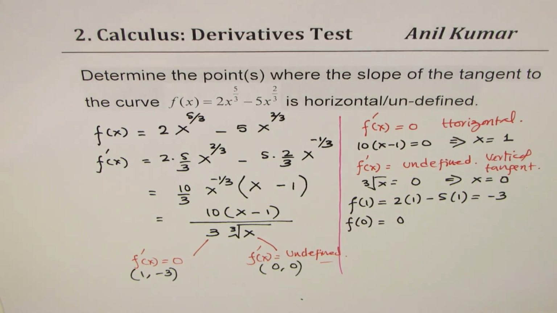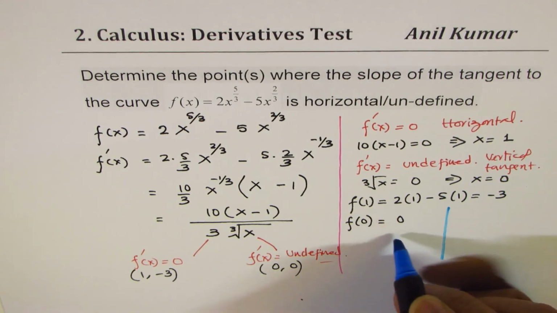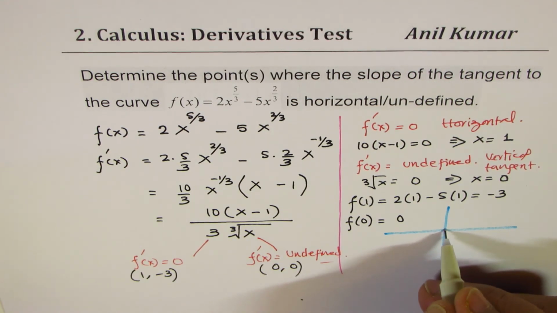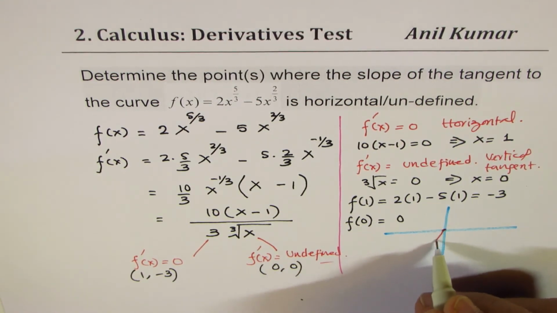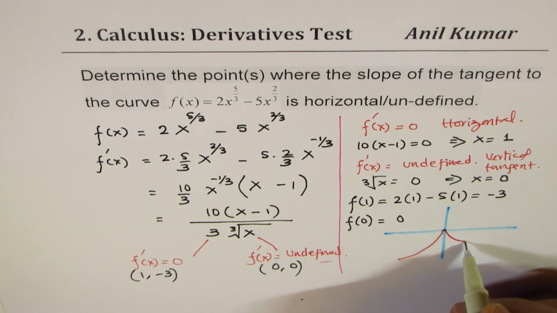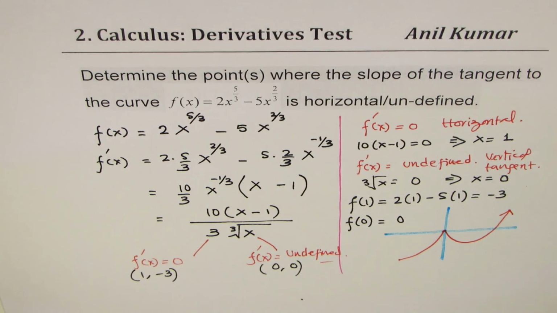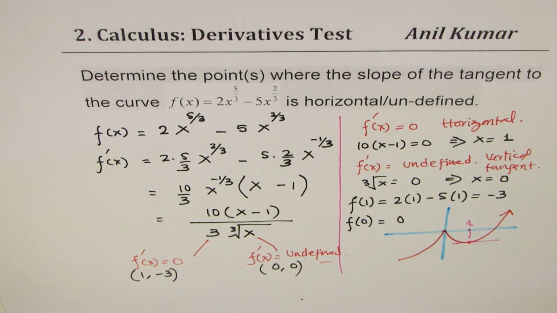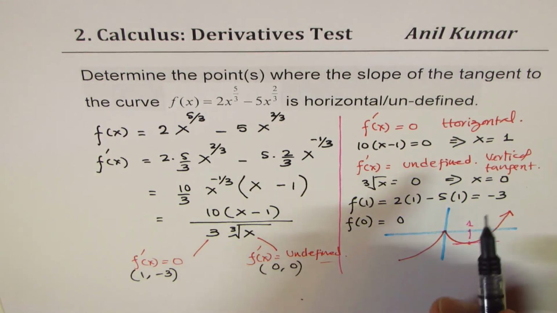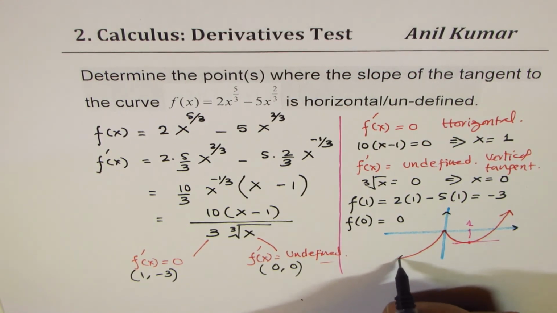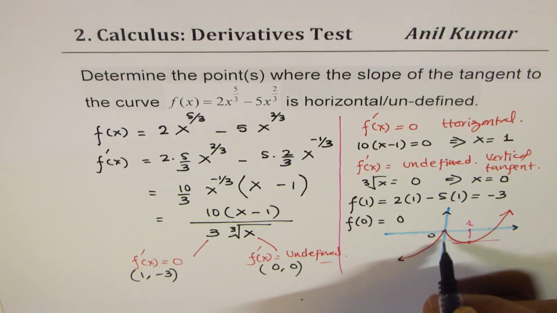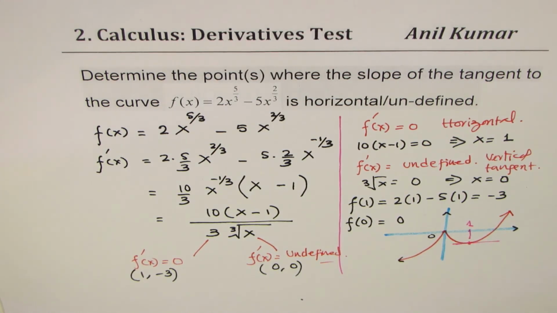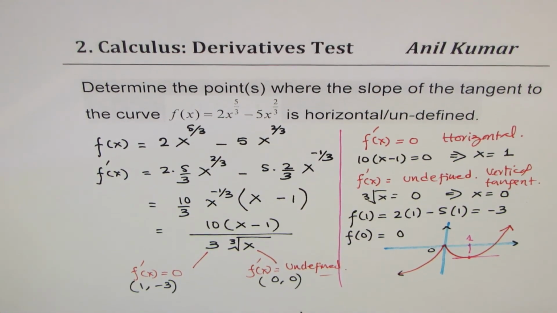Well, for some of you who are interested in this graph, it will look something like this. So we have an undefined slope at the origin. It's kind of like this and like this, where this is horizontal at 1. Do you see that? This is the point x equals 1. So I hope that gives you a complete picture of what we're trying to do. Is it okay? So at the origin, we have undefined slope, and at x equals 1, we have horizontal slope. Correct? Now let's take up the next question.